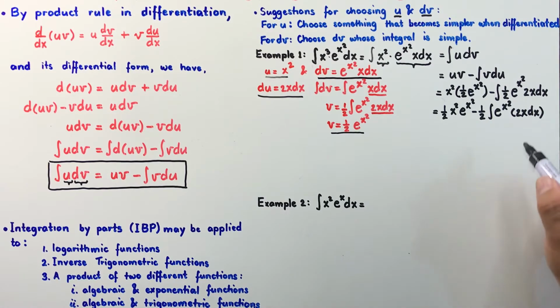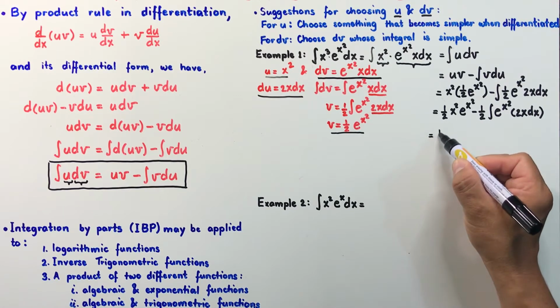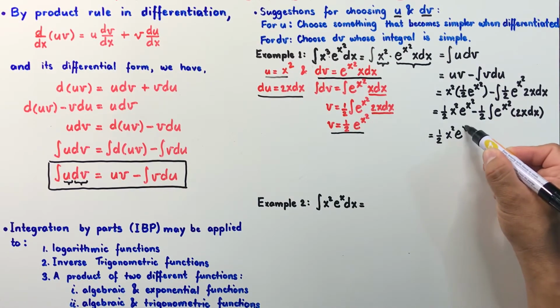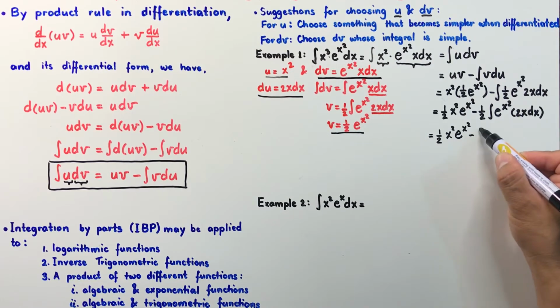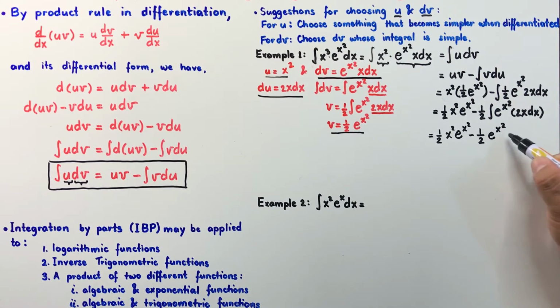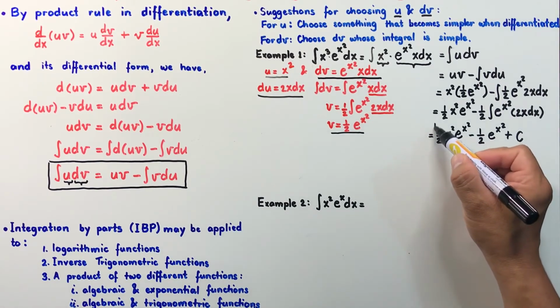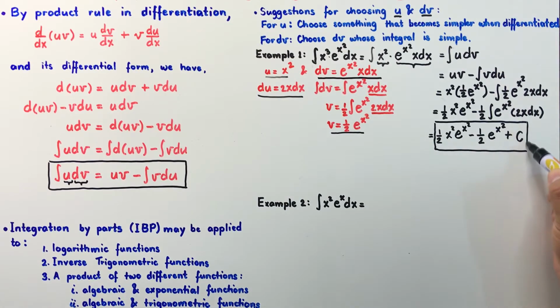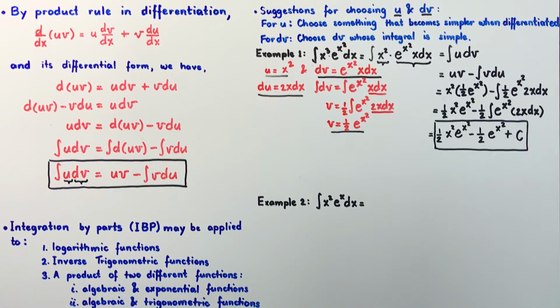And you notice that this 2x is the derivative of x squared. So therefore, we can integrate this integrand here. So we have 1/2 of x squared times e to the power x squared minus 1/2 of e to the power x squared plus the constant of integration c. So this is now our answer for this example when we apply integration by parts.